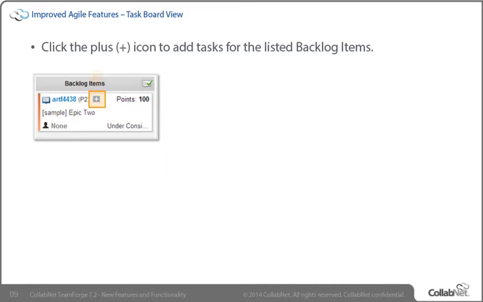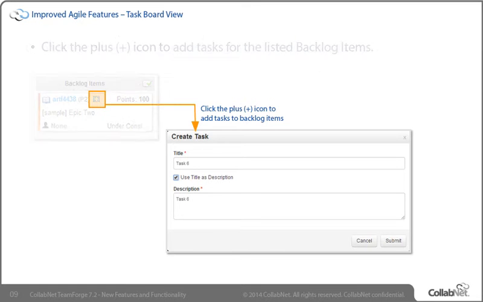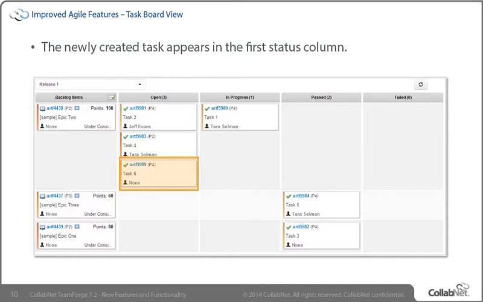From the task board, you can create tasks for a backlog item using the plus sign on the backlog item card. The Create Task window will open, allowing you to add a task title and description. Once successfully submitted, the task will appear as an open task on the board. This simple method of adding tasks streamlines your tracking process and allows you to easily break down your backlog into implementable units. The beginning state for all newly created tasks is the status value of the first status swim lane as configured by the project administrator.